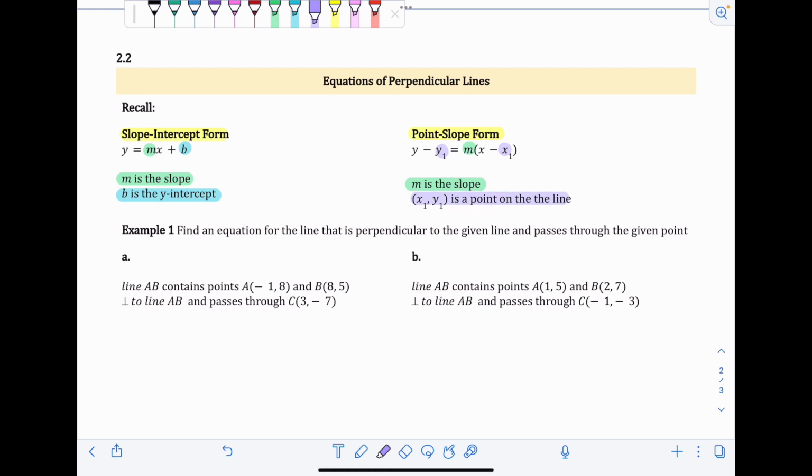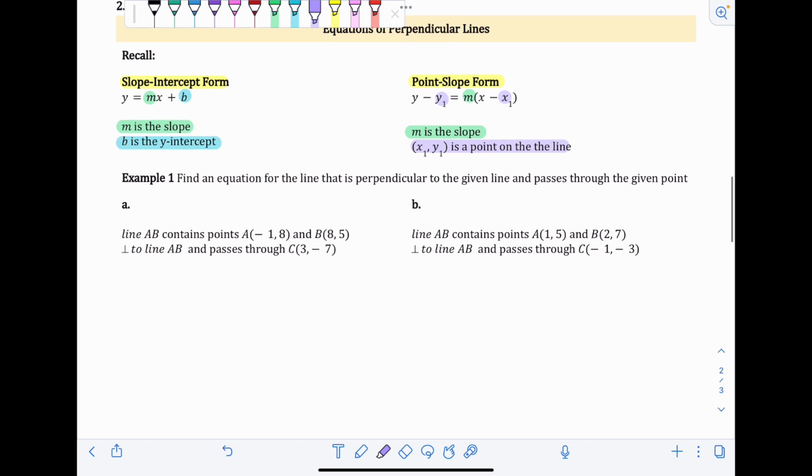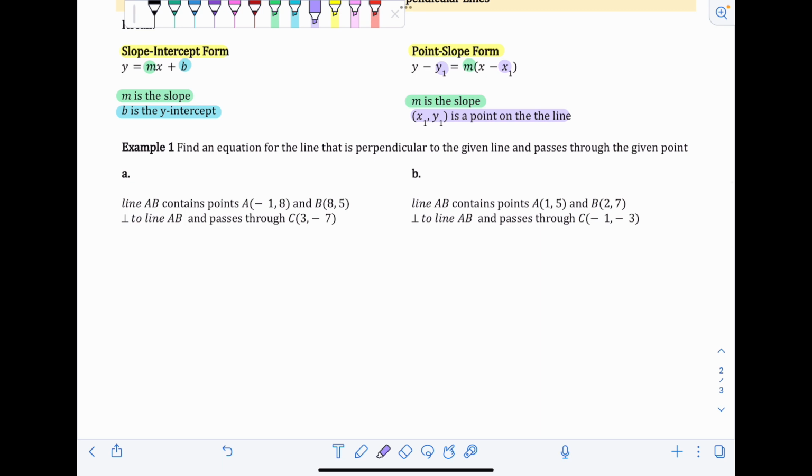Okay, so there are 2 examples. I'm going to use one form for each example. If you have one that you've already decided that you prefer, you can use it for both. Just make sure we get the same answer in the end. Okay, so example 1, find an equation for the line that is perpendicular to the given line and passes through the given point. So 1a is line AB contains points A, negative 1, 8, and B, 8, 5. And we want to write an equation that's perpendicular to that line and passes through the point C, 3, negative 7.